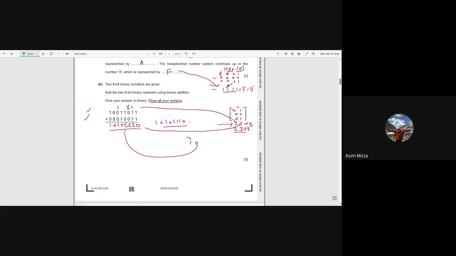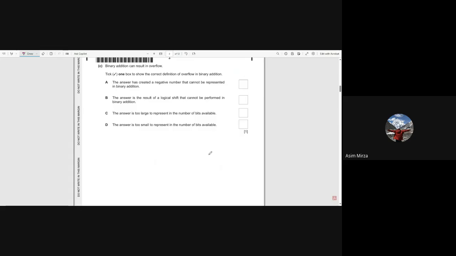There is another method to make sure that it has been correctly added. You can convert this number into denary, then this number as well, and you can make sure that you have converted these binary numbers well. I hope this is clear. So binary addition can result in overflow.